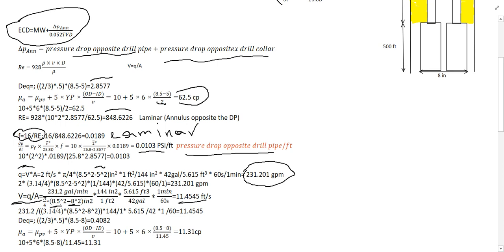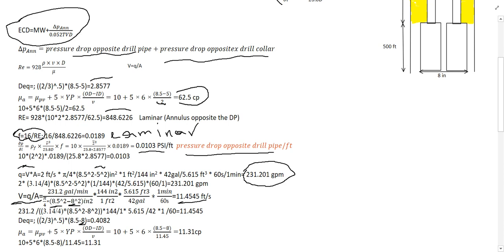We need to find the equivalent diameter. The equivalent diameter is the start approximation. The OD is 8.5, the wellbore diameter, minus the ID, which is the outer diameter of the drill collar, which is 8. If we do that, the equivalent diameter is 0.5.